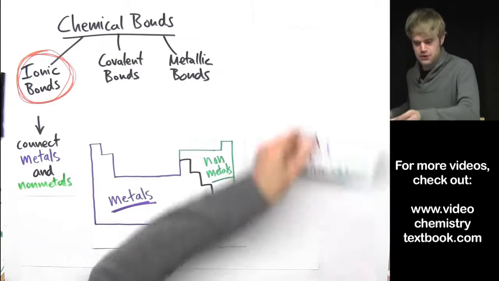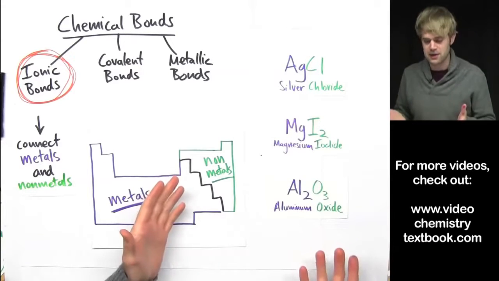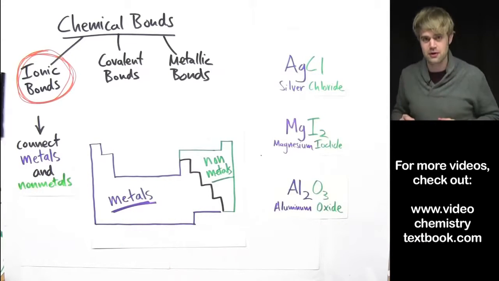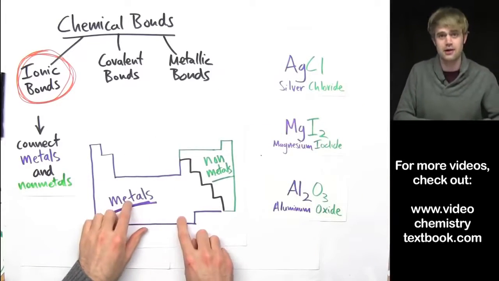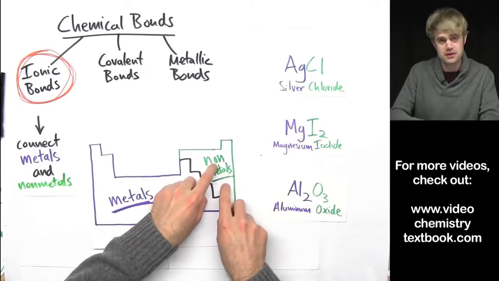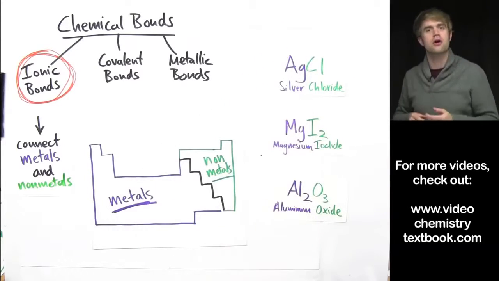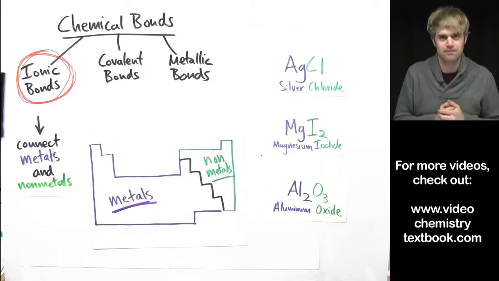Some examples are silver chloride, magnesium iodide, or aluminum oxide. Each one of these chemicals has a metal, from this side of the periodic table, with a non-metal, from this side. So there are ionic bonds in all of these, because there are metals and non-metals connected together.